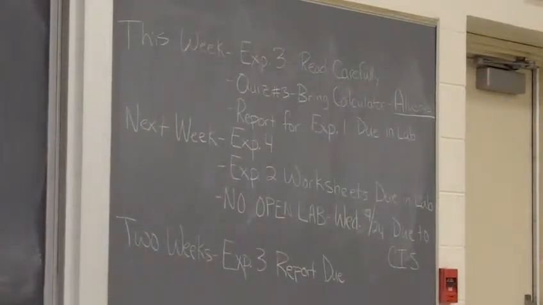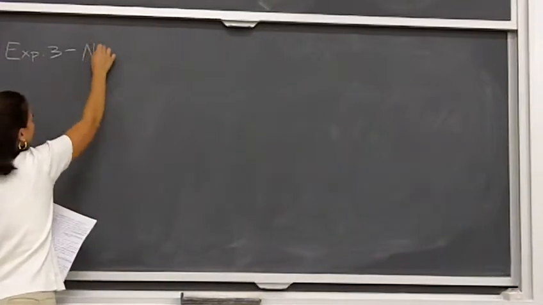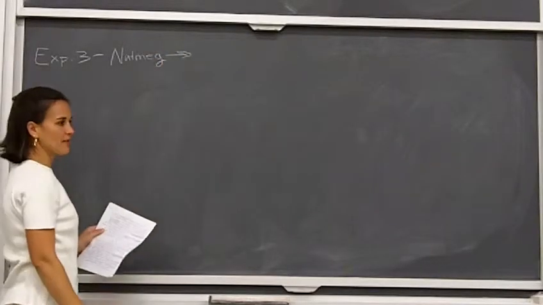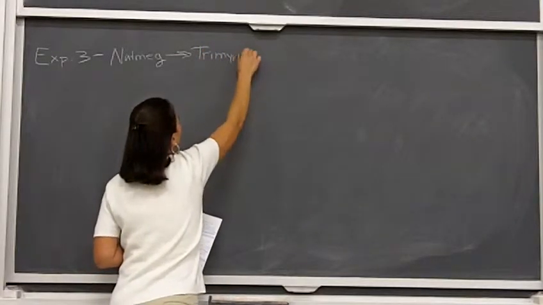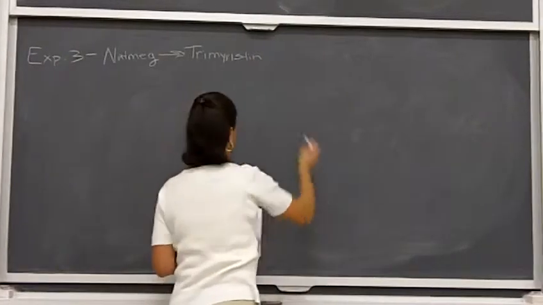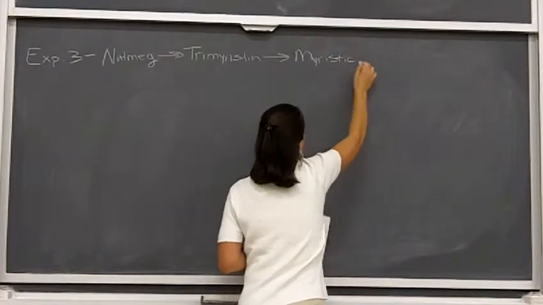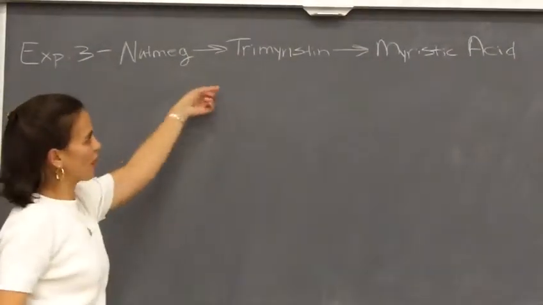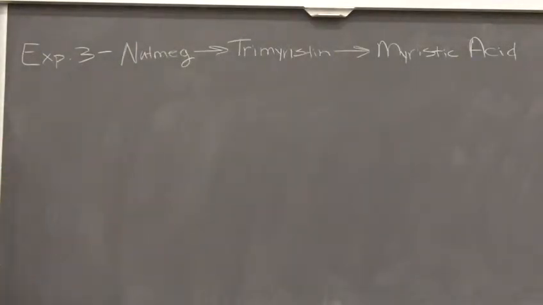So this week, in experiment 3, we'll start off the lab with making things smell like Thanksgiving and Christmas, because we're going to start with nutmeg. And you are going to extract trimyristin out of it. And then you are going to convert your trimyristin to myristic acid. Okay, so just 2 basic things here, extraction and then a reaction to get to the myristic acid. There's just a lot of pieces to get to the end, okay?